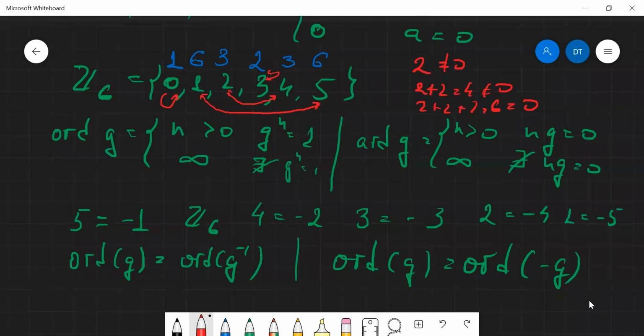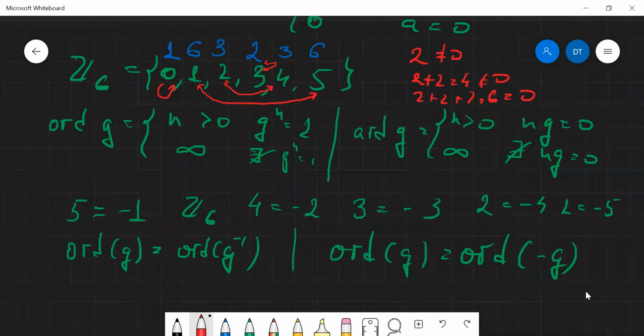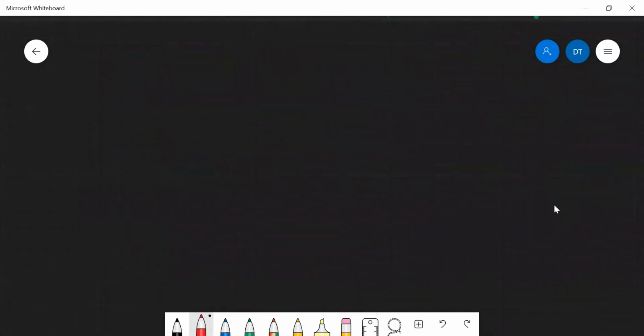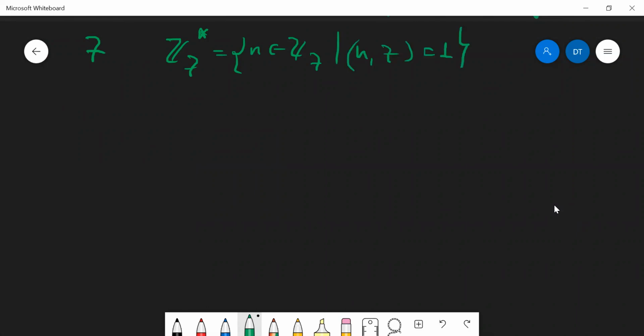So let's try a different example of a group. Now, let's take the prime number 7 and consider Z7 star. I remind you, this is all the elements from Z7 which are coprime with 7. Could you describe this set explicitly? What are the elements here?